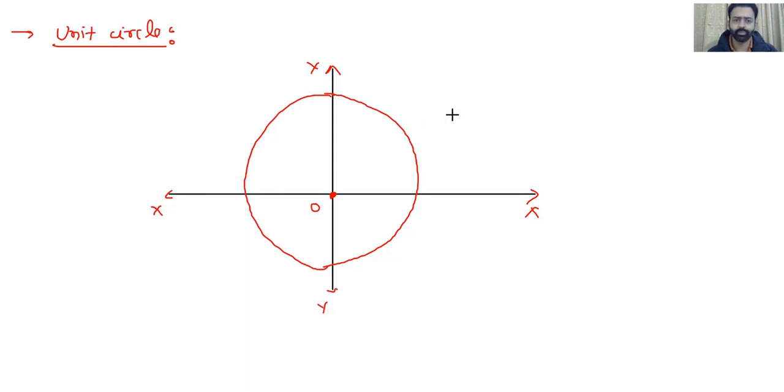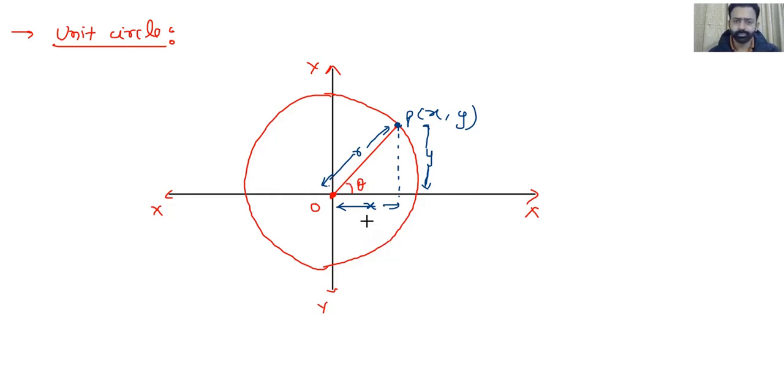Right, now consider a point P which is making an angle of theta degrees with the positive x-axis. Okay, let us say this is your theta, and the coordinates of P I am taking as x comma y. Meaning this length is y, right, and this length is x units, and this is the radius r, right?